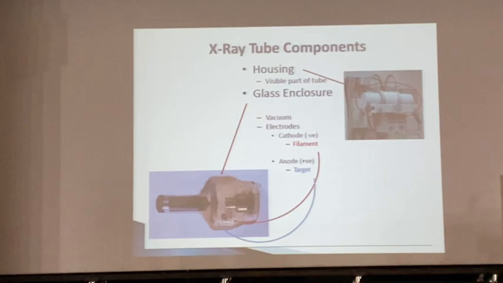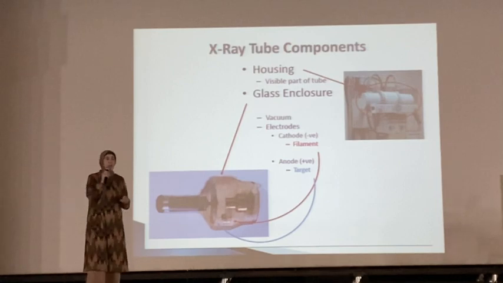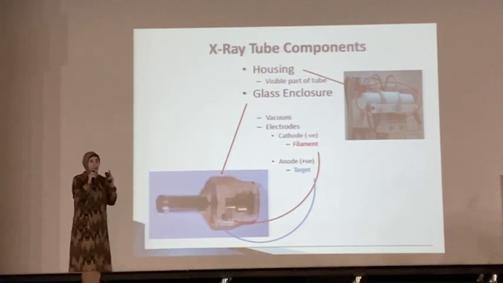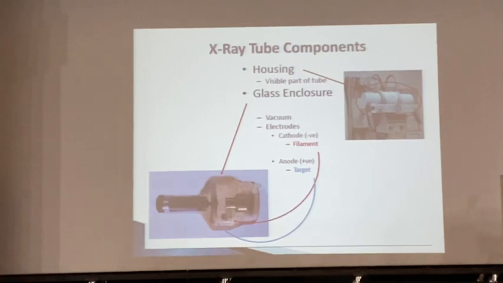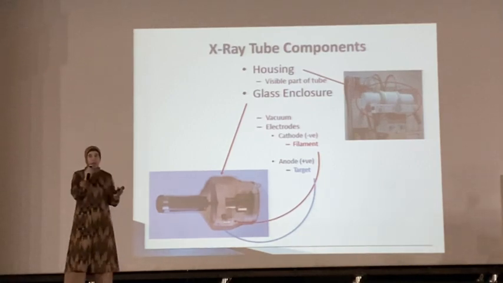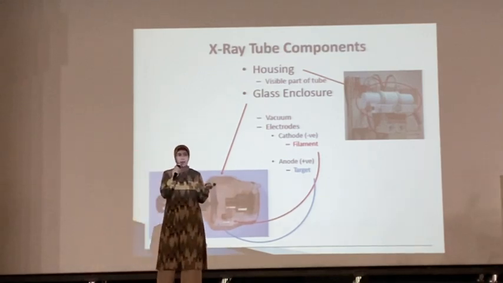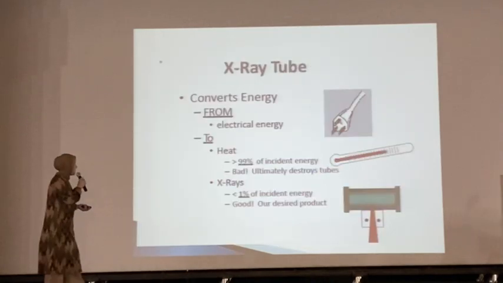Cathode is called the filament. It is a negatively charged electrode, while the anode is called the target. It is a positively charged electrode. Both are surrounded by a vacuum, then a glass envelope, and after that we have what is called the oil. The function of the oil is, first, to act as insulation, and second, for cooling purposes. Okay?